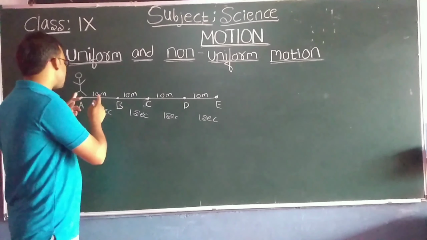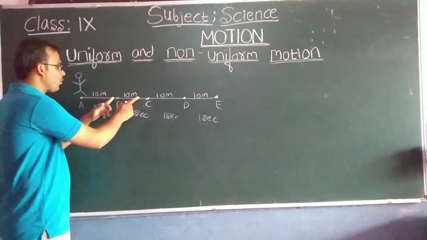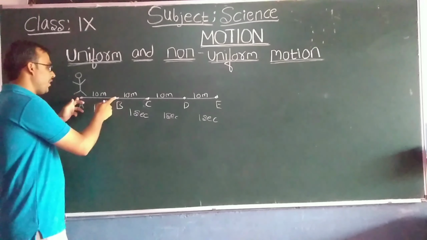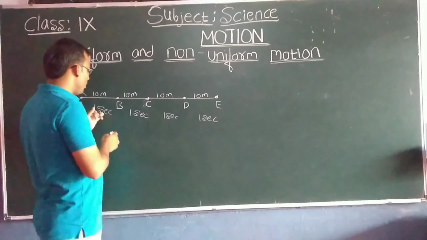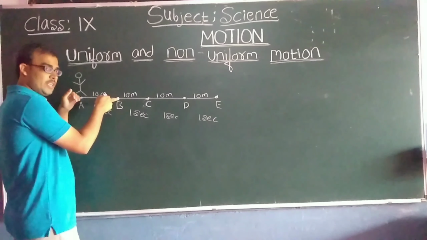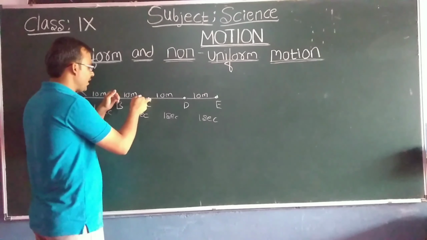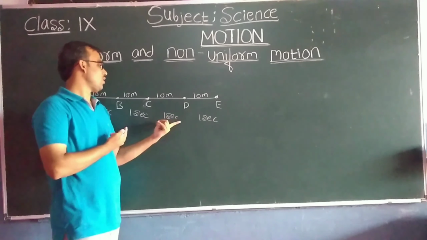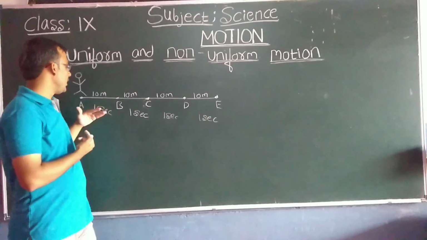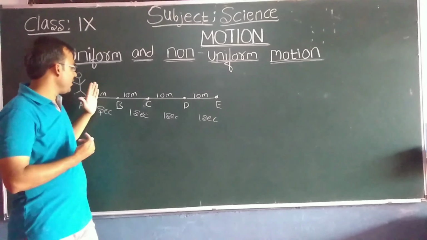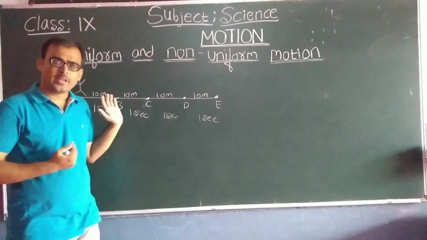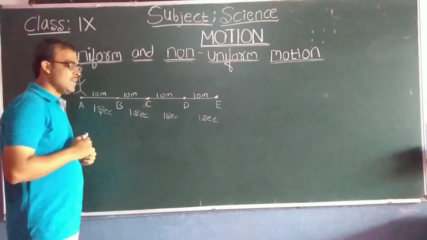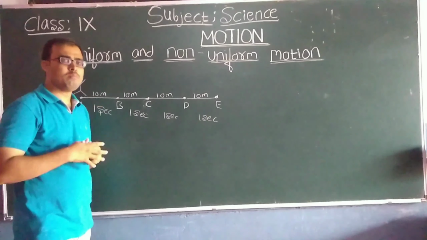Why? Because he is covering equal distance in equal time. He is covering 10 meter distance in 1 second. Here he has covered a distance of 10 meter in 1 second, here also 10 meter in 1 second, and here also 10 meter in 1 second. So he is covering equal distance in equal amount of time, and this kind of motion is known as uniform motion.